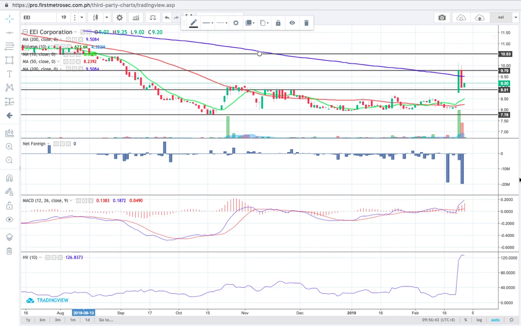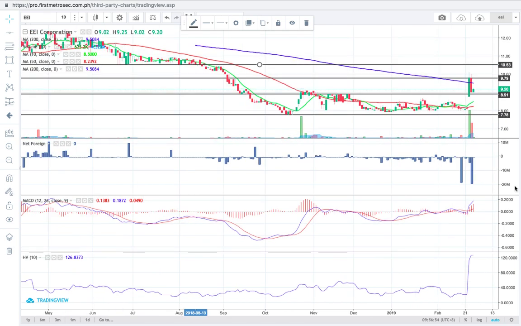And with its volatility score of 127%, EEI has an extremely high risk level. Not for newbies. Okay, not for newbies. Do not add this one in your watch list. Choose other stocks if you are a newbie and you would like to try short-term trading.